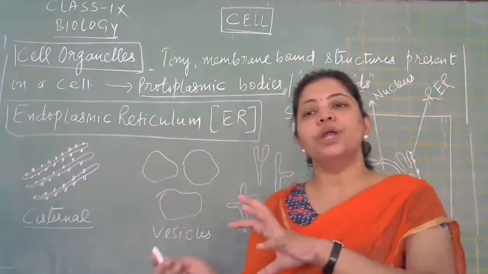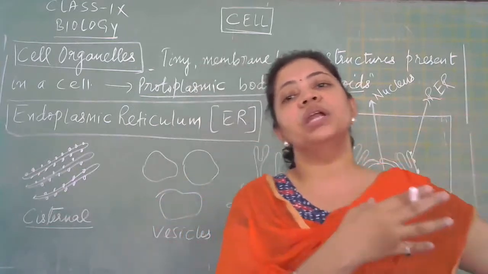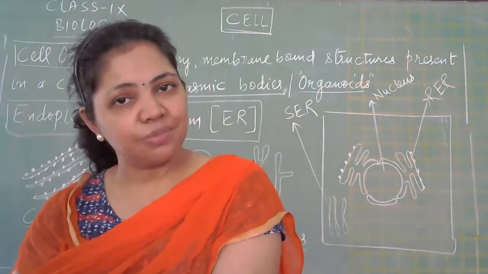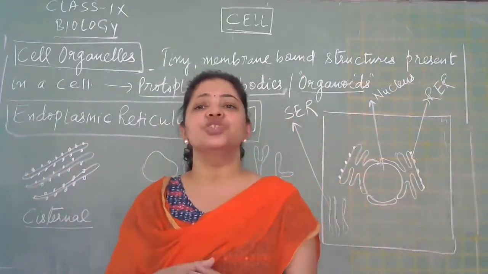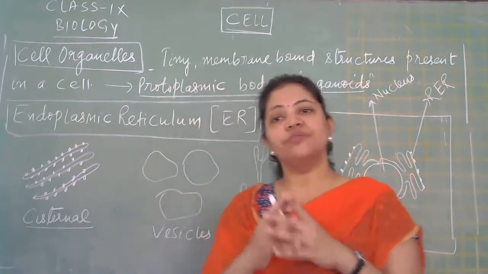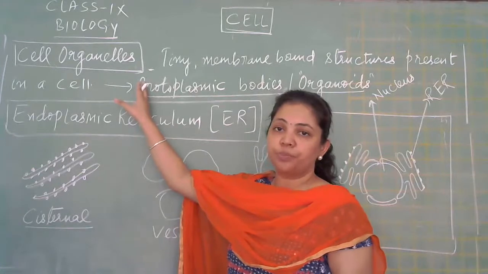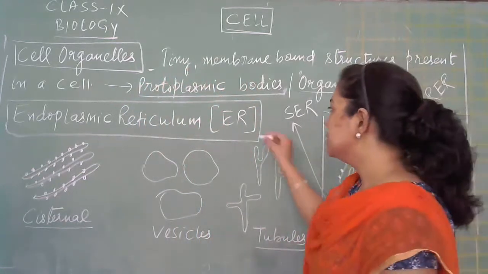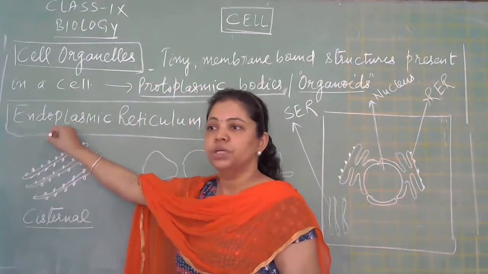Means one particular component will be releasing energy, another component will be transporting substances, another component will be secreting substances. So these activities should not get mixed with each other. Because of that only, a cell is having cell organelles, right? So to begin with today, first we will take the cell organelle called endoplasmic reticulum.